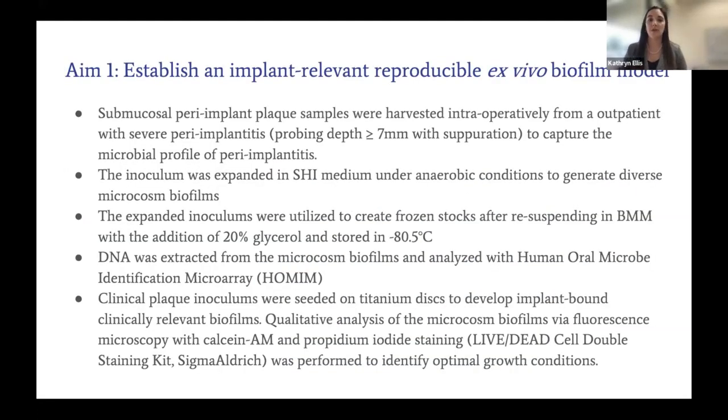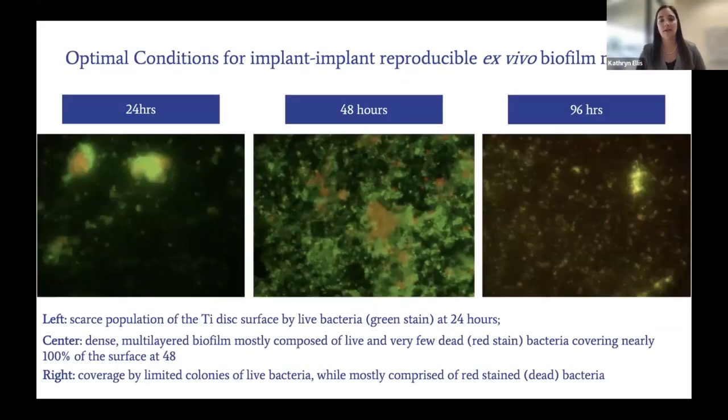First of all, we took a plaque sample from a severe peri-implantitis patient in our clinic, and then expanded that under anaerobic conditions to generate a diverse microcosm biofilm. We then seeded that on titanium discs to develop implant-bound, clinically relevant biofilms and analyzed these using fluorescence microscopy to determine our optimal growth conditions for this biofilm. Here, all of our green cells are live cells, and the red are dead bacteria. Here on the left at 24 hours, we see that this disc is very scarcely populated with any live bacteria.